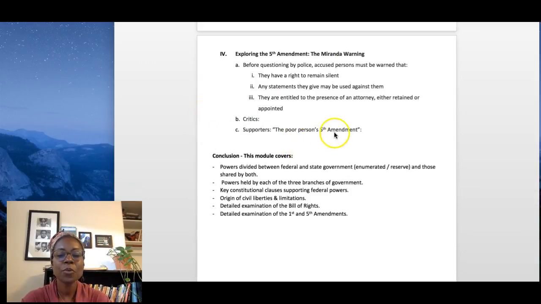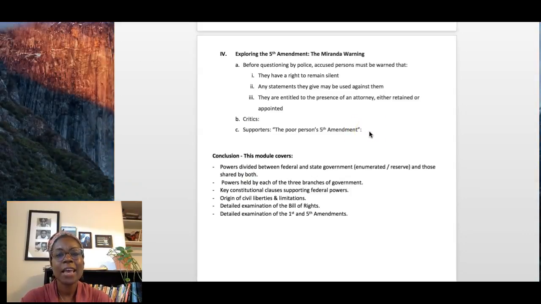So when they talk about the Miranda warning being the poor person's Fifth Amendment, what they mean is that educated individuals, middle and upper class individuals are already in the know. They are usually more familiar with their rights. And so whether this was read to them or not, they're more likely to know that they don't have to talk to the police. And so the Miranda warning isn't as necessary for them. However, for poor and uneducated individuals, the Miranda warning reminds them of the rights that they have because they're less likely to know this already.